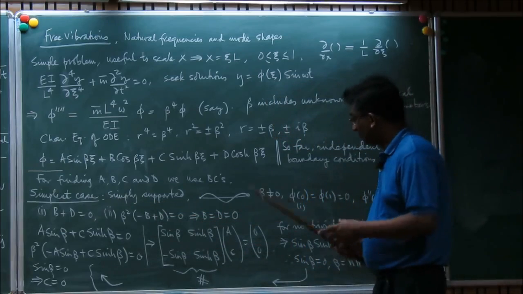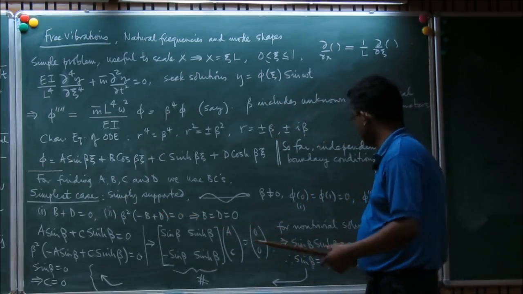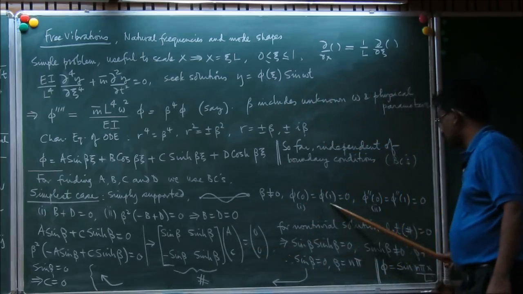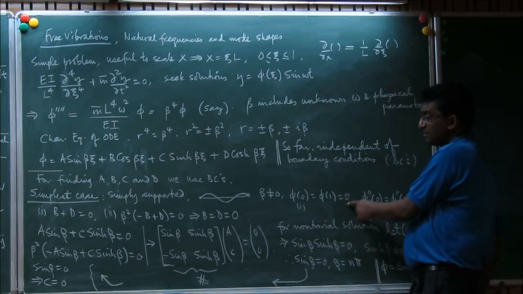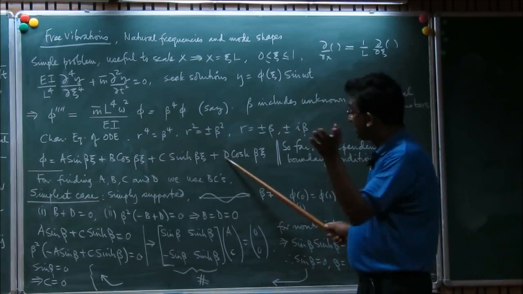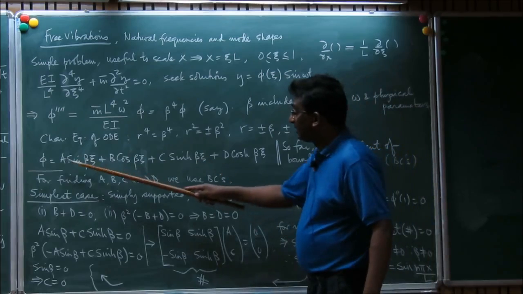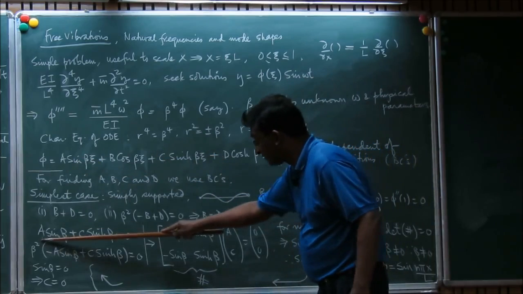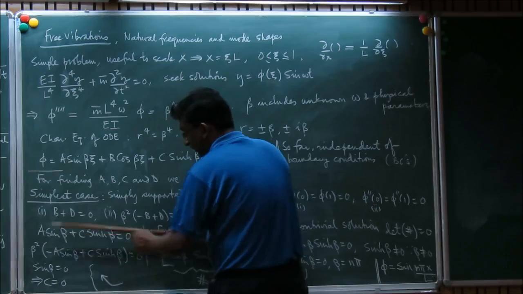There is just nothing we can do. D has to be 0, therefore b has to be 0. This much is now determined. Now we look at this condition, which is phi of 1 is equal to 0. When we do that, what we find, b and d being 0, we have established that, so we drop them. We have a sine beta plus c sinh beta has to be 0. That is what I have written here.